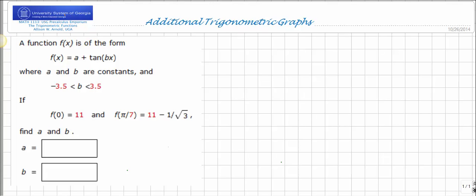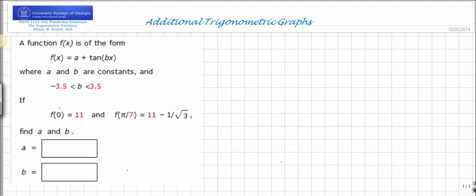Let's work another example. Here we have a function f of x of the form a plus tangent of bx, where a and b are constants. The number b is between negative 3.5 and 3.5, and we're given that f of 0 is 11. f of pi over 7 is 11 minus 1 over root 3, and we are told to find the constants a and b. Okay, first of all, we'll worry about checking the interval in which b resides after we actually find some values for b.